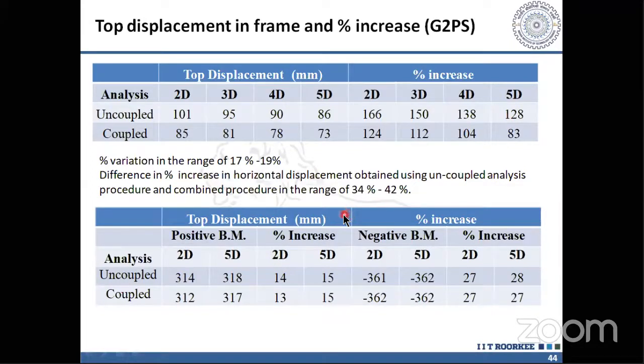Then what you can see is that if we compare the response between the two procedures, the range was 34 to 42%. Similarly, we can compare the bending moments. The bending moments are not increased by much. Here it is of the order of only 14 to 15%. Bending moment was increased by 14 to 15% in the case of uncoupled analysis, and in coupled also it is 13 to 15%. But the negative bending moment was affected a little bit more, by 27 to 28%.